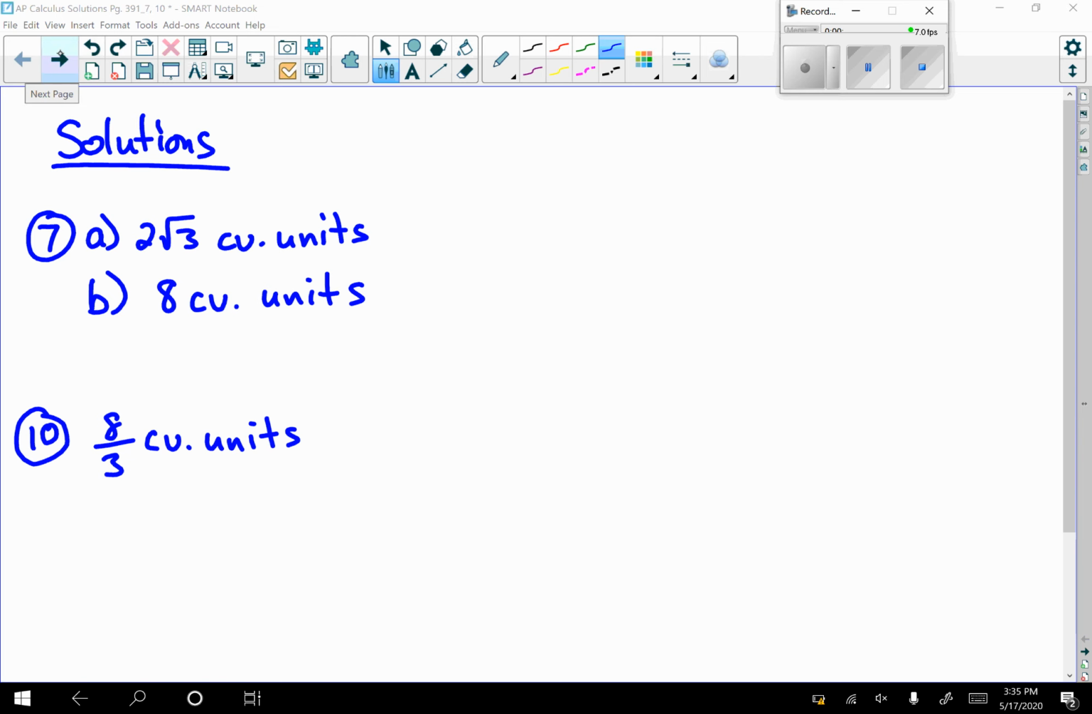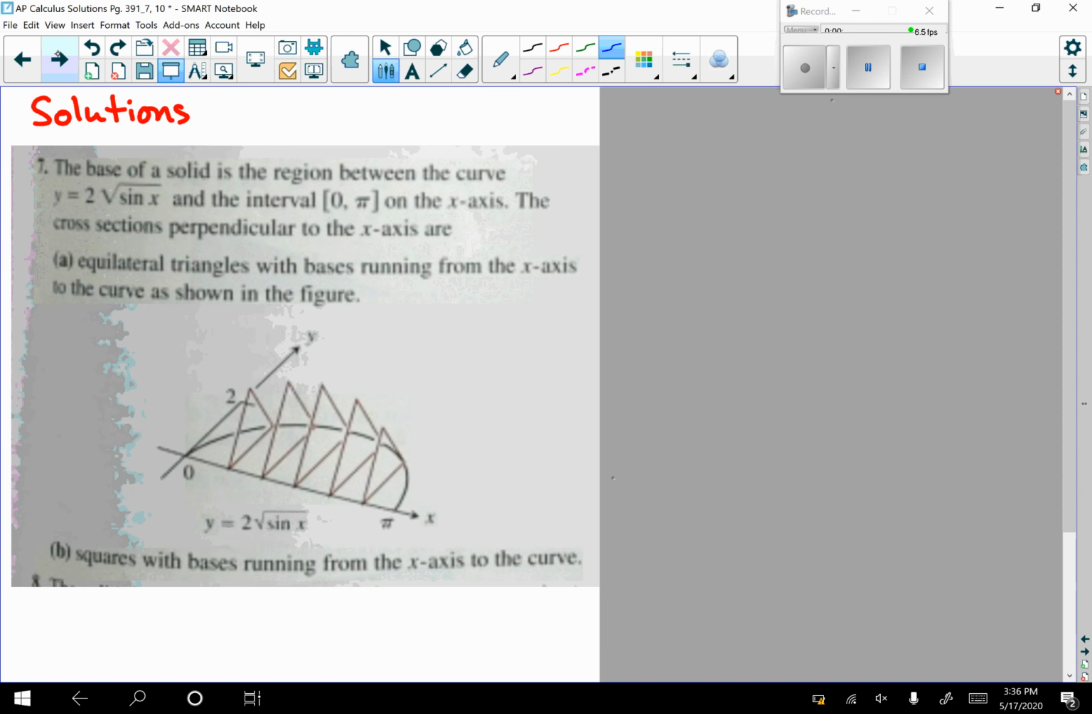All right, so 7A gave us the picture. I know I told you in the lesson that the pictures were given for both. For 7B, you did have to sketch one. It wasn't any harder than this. It kind of gives you the nice layout here, but it changes from triangles to squares. So let's first take a look at A.